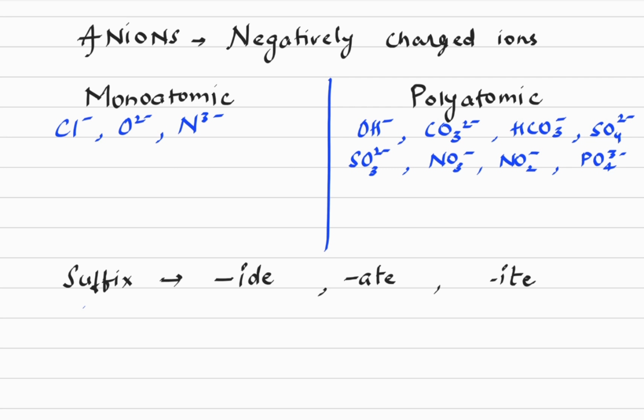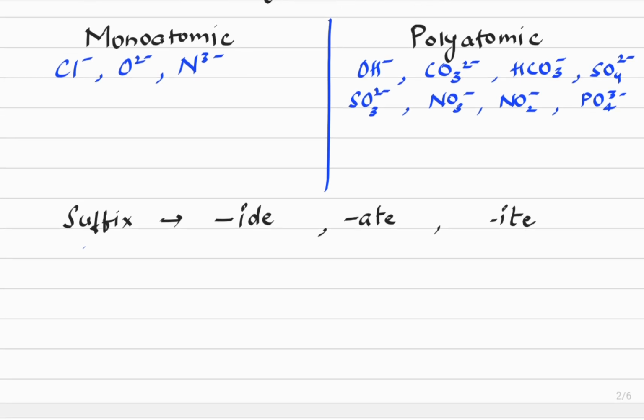I think I covered them all. Okay. So now talking about suffixes, anions are always accompanied by a suffix. They always have a suffix. The suffix is either "ide" or "ate" or "ite."